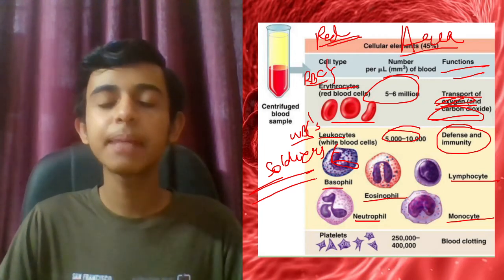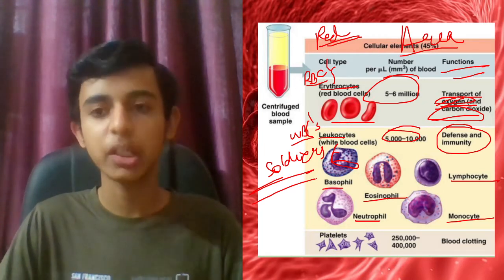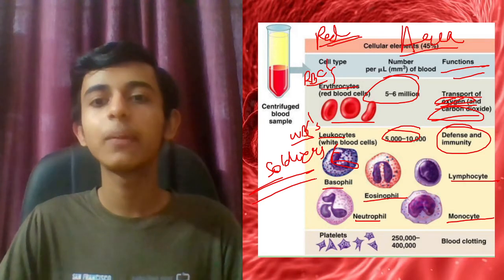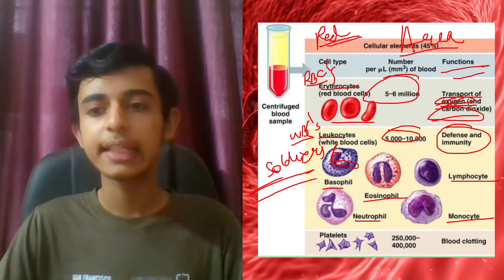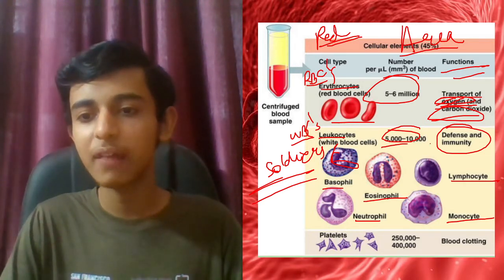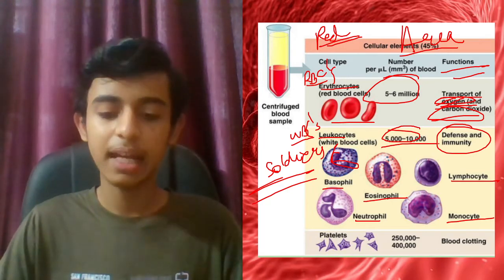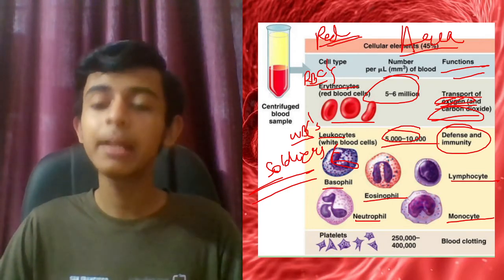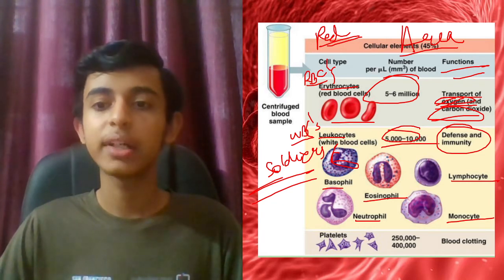Clear? And sometimes when we have an infection, if a pathogen invades our body, then the WBCs increase in number. Generally, the number is 5,000 to 10,000, but at that time, the WBCs are going to increase in number. That is why the body temperature becomes high.